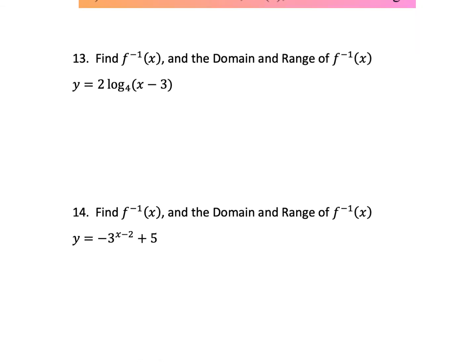So if I look at number 13 here, the first thing that I'm going to do is analyze the original function's domain and range. I know that for logarithmic functions, there's a limitation on the argument. x minus 3 has to be greater than 0, which means my domain here is x has to be greater than 3. The range of logarithmic functions is all real numbers.